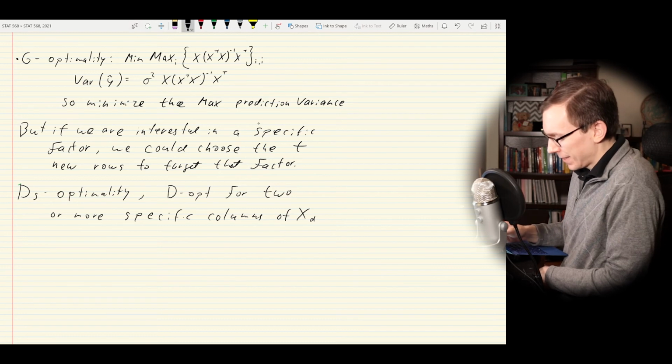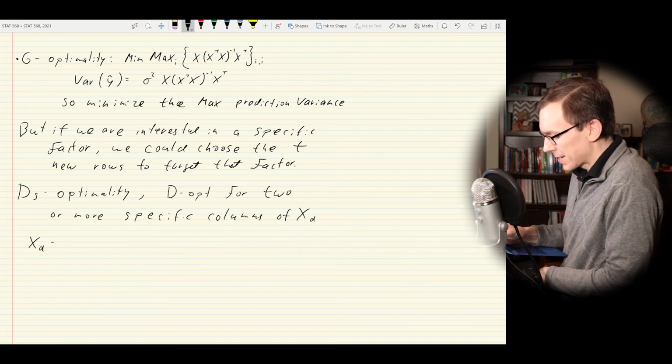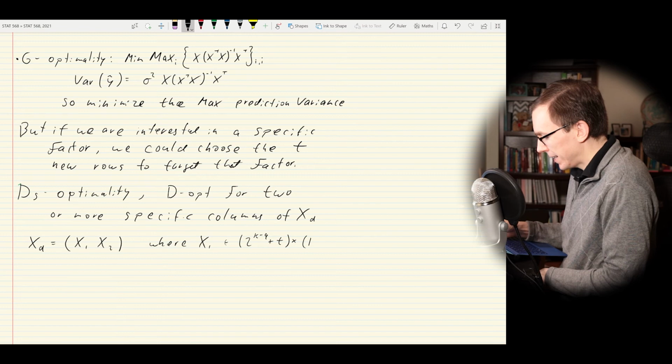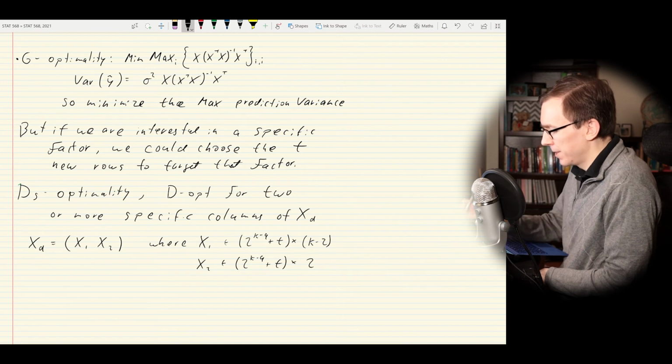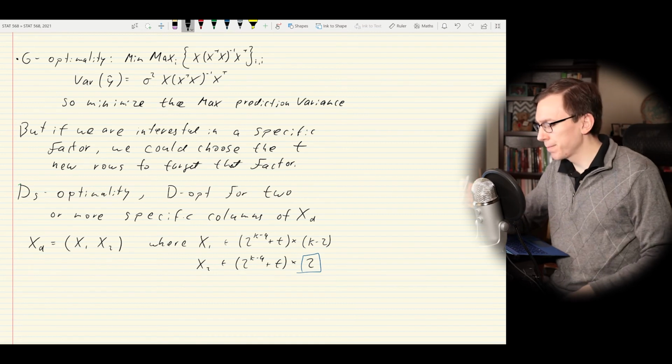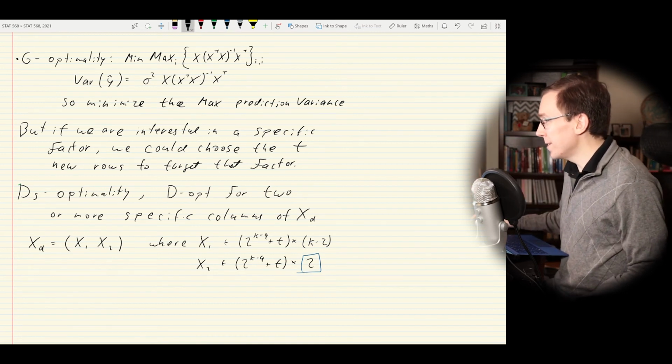So the setup is to write X_D, our design matrix, in block form, where X1 is going to be a matrix which is going to have 2^(k-q+t) rows, and it's going to have k minus 2 columns, and X2 is going to also have 2^(k-q+t) rows and just 2 columns. So these 2 columns are the ones that we want to target our efforts towards. So what do we do?